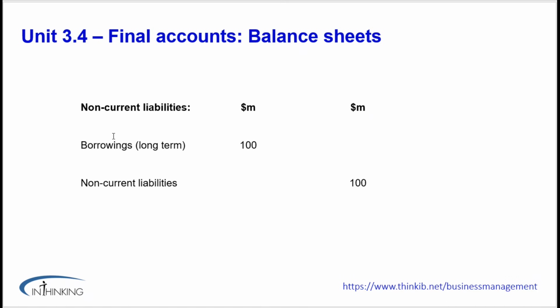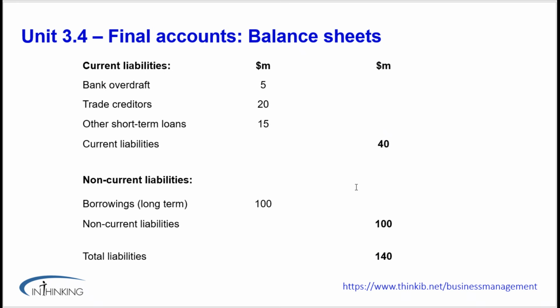So what about its long-term debts? These are called non-current liabilities. So they are debts owed by the business due after 12 months of the balance sheet date, such as a mortgage. So in this case, our firm has borrowings of $100 million. So its non-current liabilities total 100 million in this case.